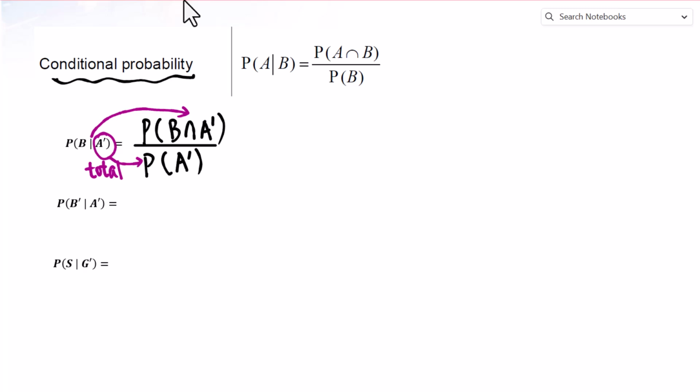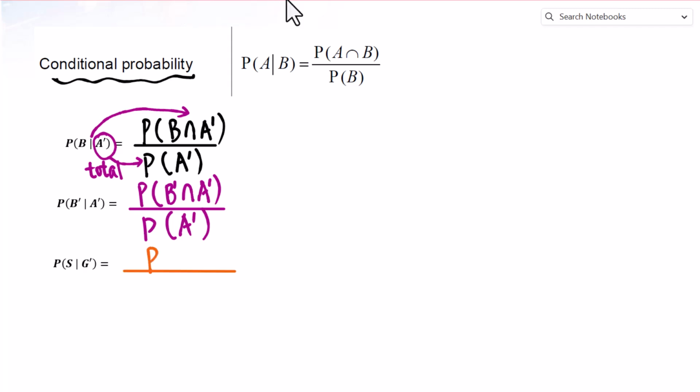Probability of B prime given A prime equals probability of B prime intersection A prime all over probability of A prime. Probability of S given G prime equals probability of S intersection J prime all over probability of J prime.